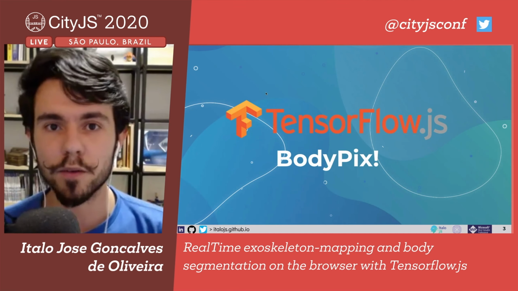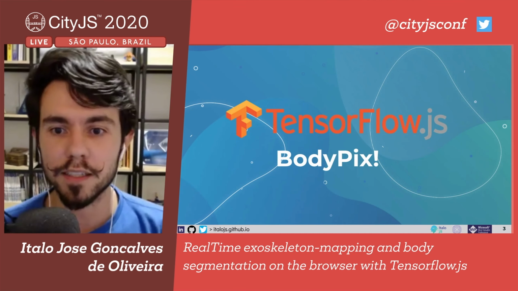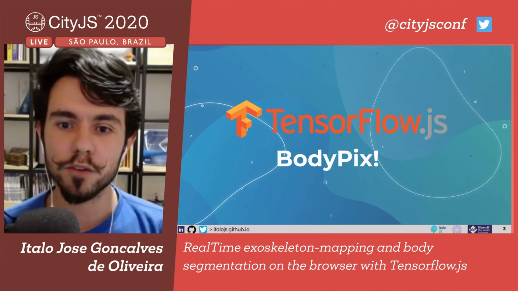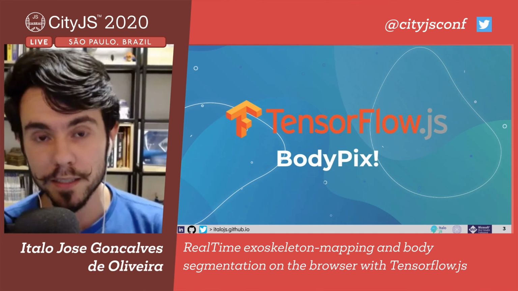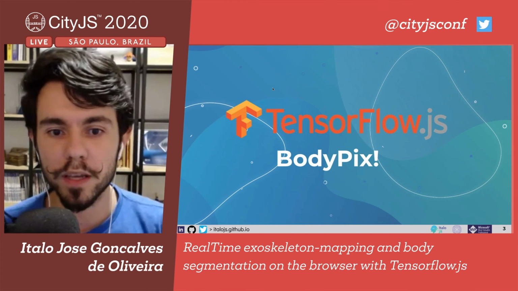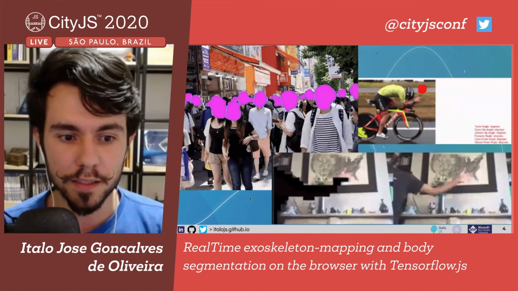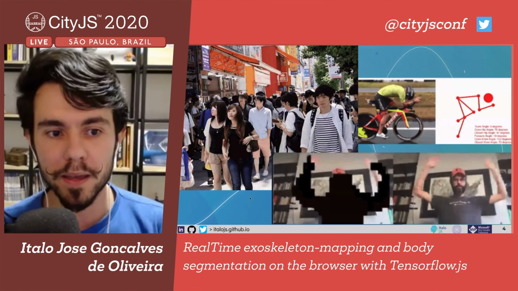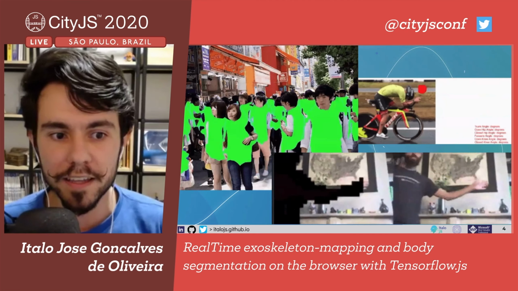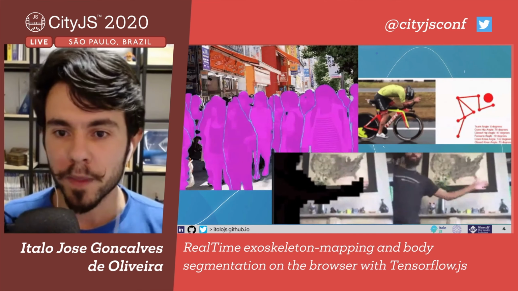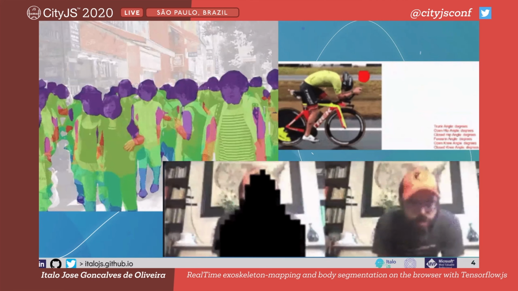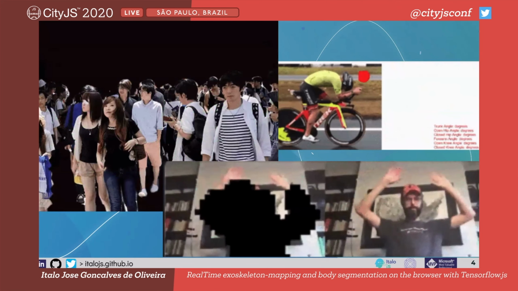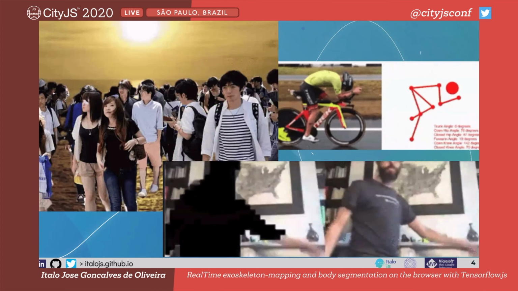TensorFlow.js is a wrapper for TensorFlow, which is a deep learning library. And we have some projects using these libraries. For example, BodyPix. BodyPix is a project with which we can do things like segment your head, segment your body, your hands, your foot, and we can extract our skeleton with this library too, and know our positions and make applications with this.